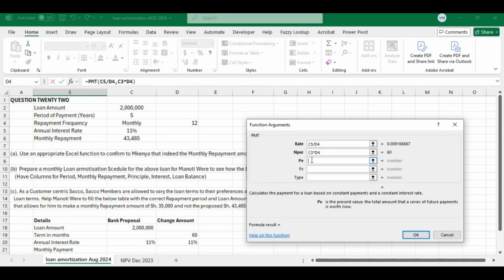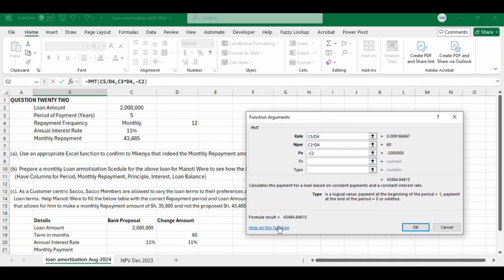The present value in this case is the total amount which is borrowed today, and the present sum borrowed is 2 million. But because of what we said about financial functions, we have to present that cash flow as a negative cash flow. Now we can ignore the future value and the type, because this is a periodic payment which is being made monthly. So it is neither at the beginning nor at the end.